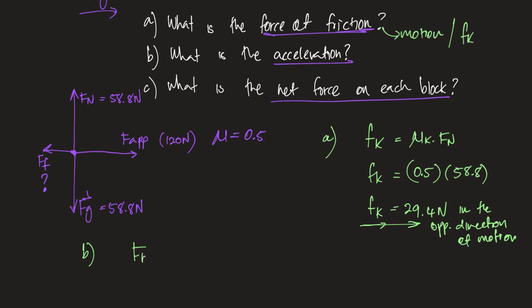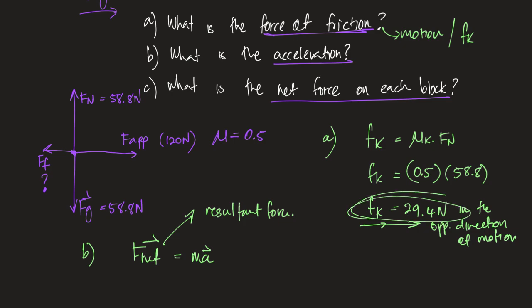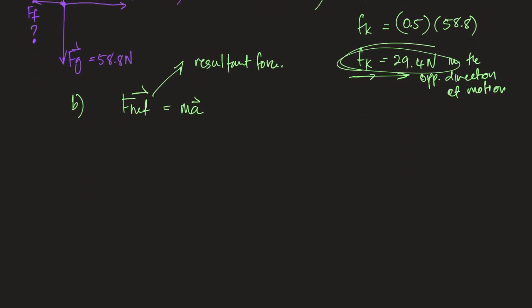Now I know for acceleration, F net is equal to ma. And this F net here is a resultant force. I can see that I've got a force going in the opposite direction of motion, which is 29.4 newtons, and I've got a force applied. So what I can do is I can do this in two ways.